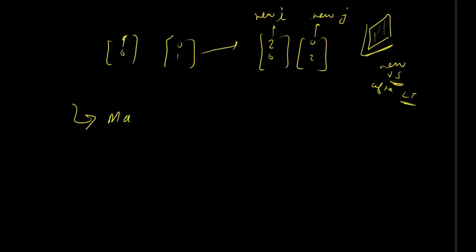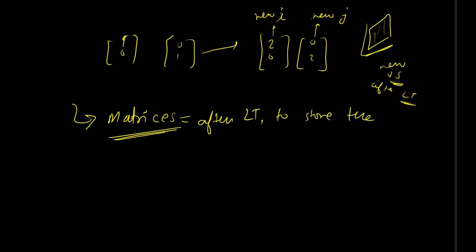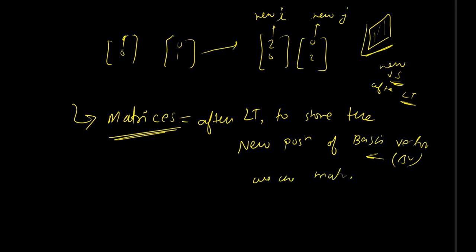Now, this is where the role of the matrices comes in. A matrix is nothing but just a storage quantity to store the new position of the basis vectors after linear transformation. To store the new position of basis vectors, or BV, we use matrices. So when you get a 2 cross 2 matrix, what is the new position of these basis vectors? 2, comma 0 and 0, comma 2. And I will write it in the form of a matrix like this.